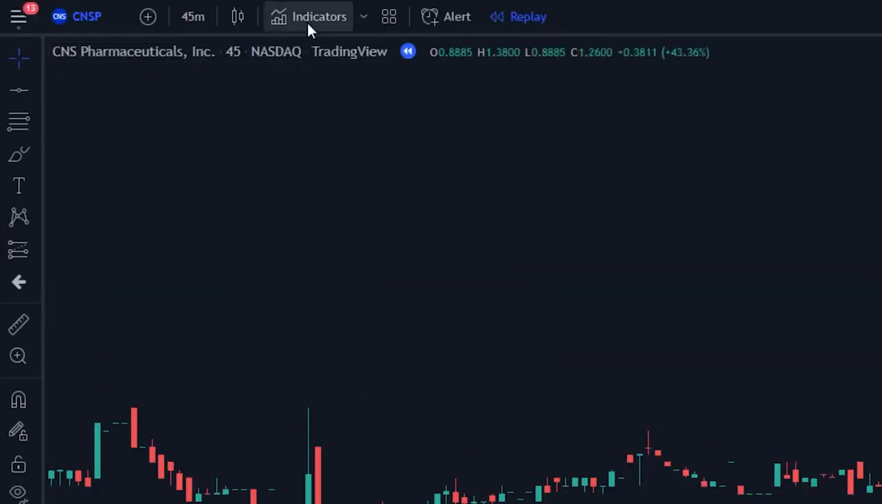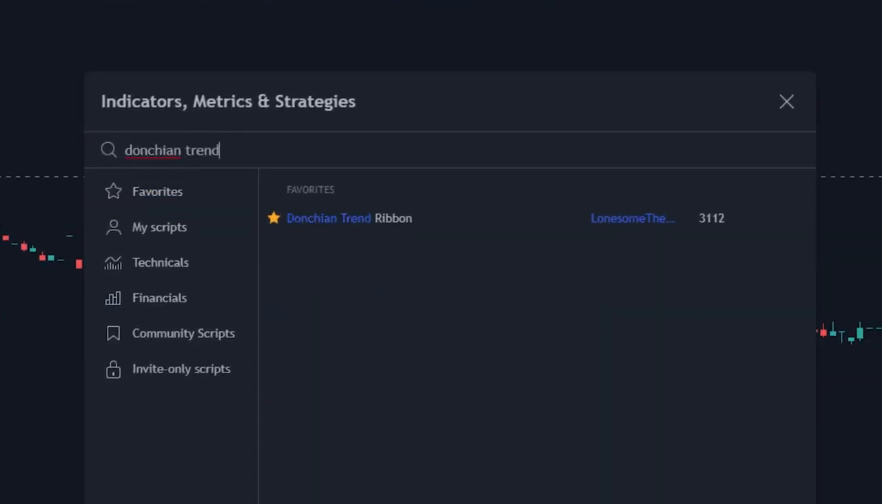Go to the indicators tab and type in Donchian Trend Ribbon, this one right here. Once you have it added to your chart, you'll get something that looks like this. It's a pretty straightforward indicator, but it gives so much value. When the bars are green, you should be buying. When the bars are red, you should be selling.